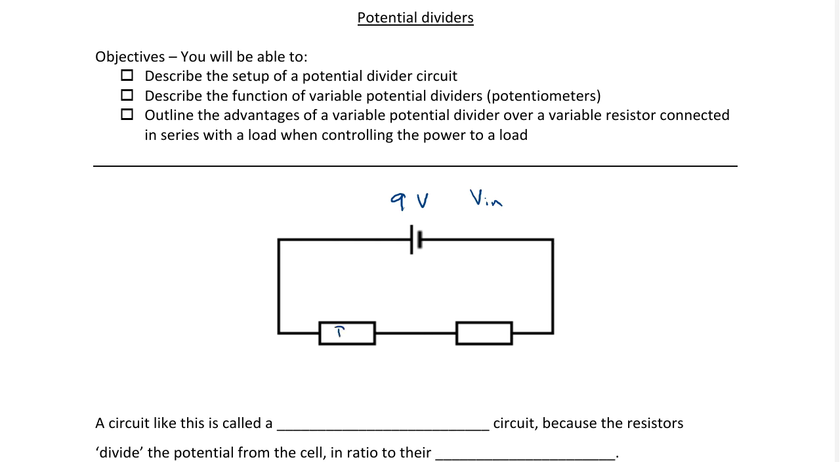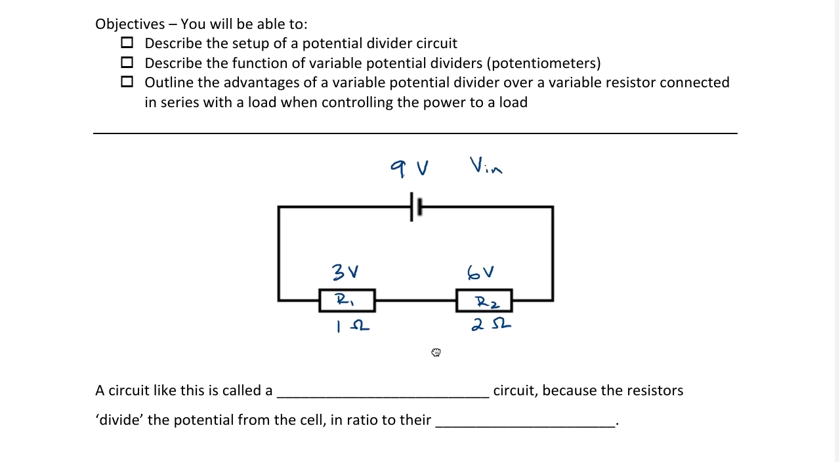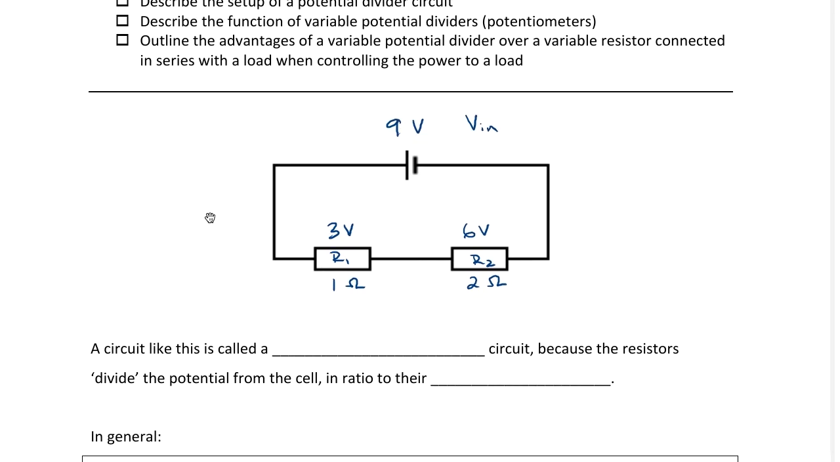Let's say this is resistor 1, and this is resistor 2, and resistor 1 has a 1 ohm resistance, and resistor 2 has a 2 ohm resistance. We know that we're going to see a 3-volt potential drop here at resistor 1, and a 6-volt potential drop here at resistor 2, because in series circuits like this, the resistors divide the potential in ratio to their resistances.